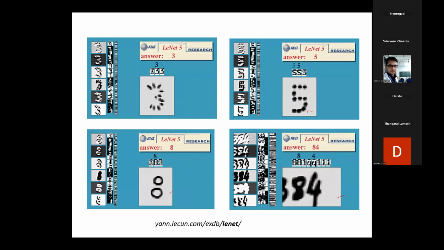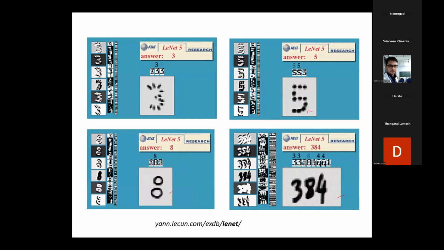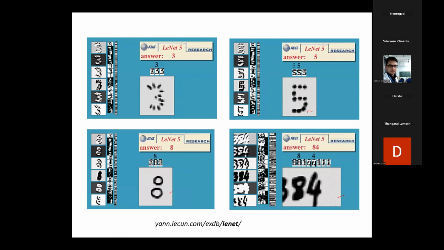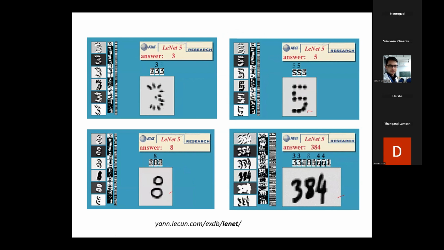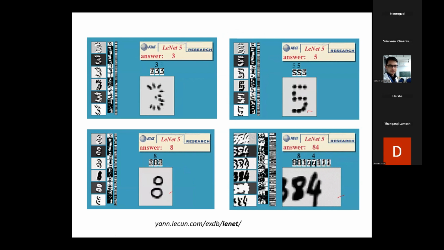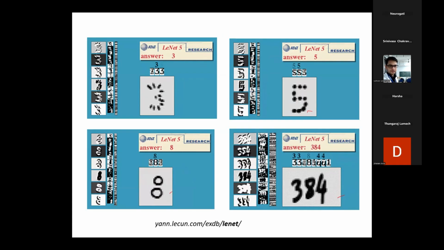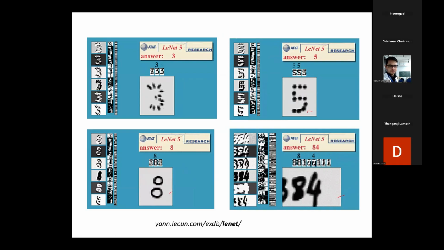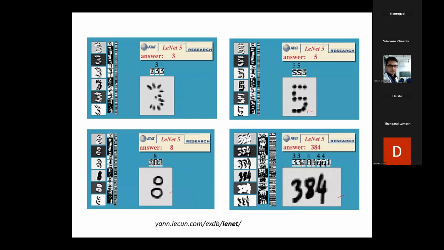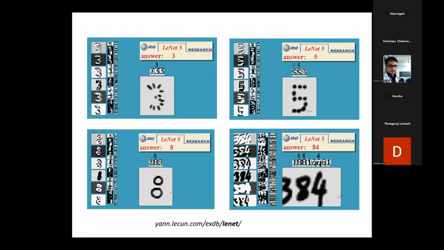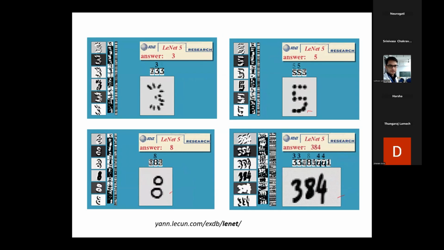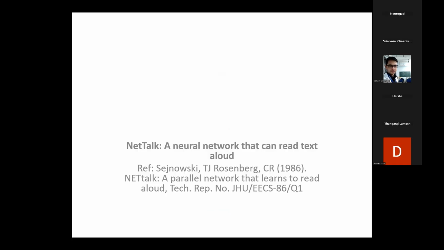The convolutional network itself is an improvement over an even older model called the neocognitron, which was proposed by a Japanese researcher, Kunihiko Fukushima, in the 80s. Then LeCun improved it further, simplified it further, and came up with these CNNs.